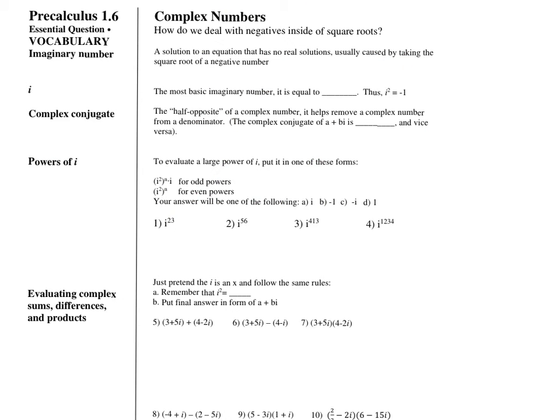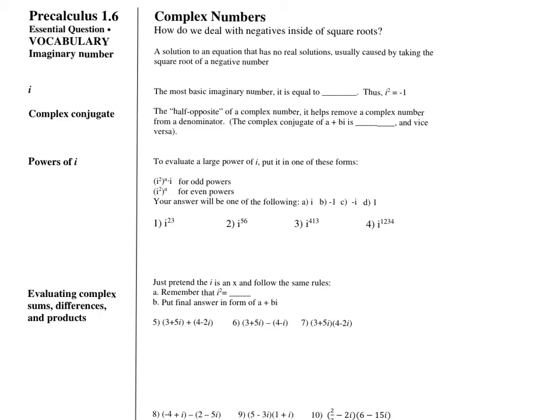All right, next up we're going to backtrack here and go to 1.6, and this will be complex numbers. Complex numbers, also called imaginary numbers. I kind of like the name complex more because imaginary implies they don't really exist. They kind of do exist, just in a different way than normal numbers.